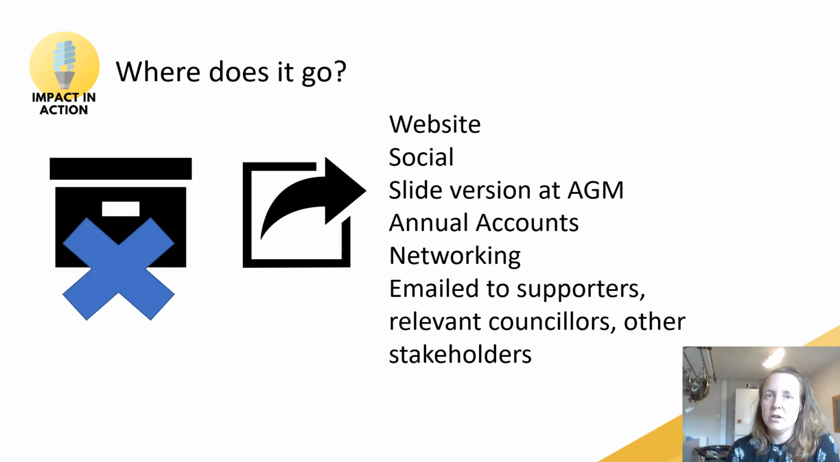Also worth thinking about, where are you going to disseminate your impact report to? We don't want this to sit in archives, so can it go on your website? Have you got social media options? Could you turn it into a slide version at your AGM? Can parts of it go into your annual accounts? When you're networking, do you have a copy with you? Is it emailed to various stakeholders?